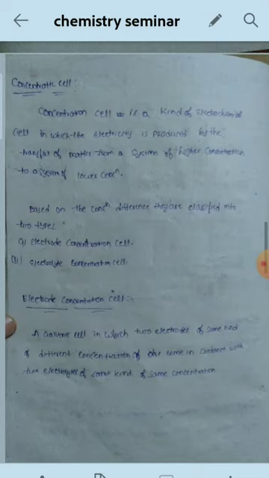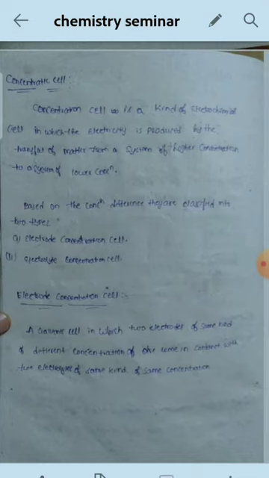Now coming to the concept of concentration cell. A concentration cell is a kind of electrochemical cell in which electricity is produced by the transfer of matter from a system of higher concentration to a system of lower concentration. Based on the concentration difference, they are classified into two types. One is electrode concentration cell and the second one is electrolyte concentration cell.